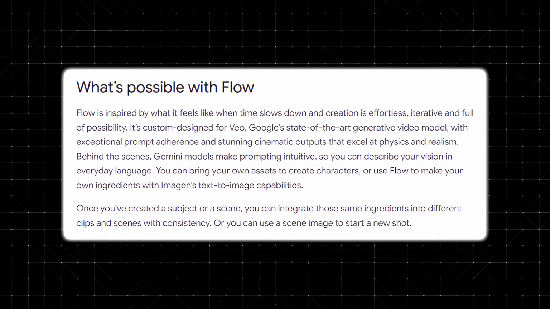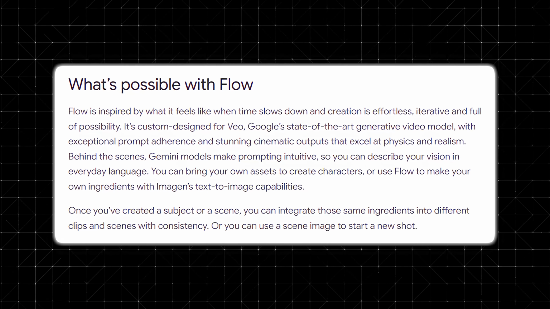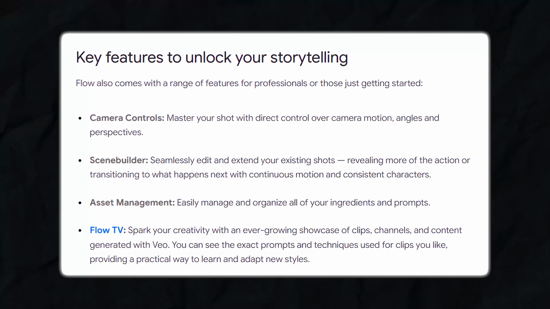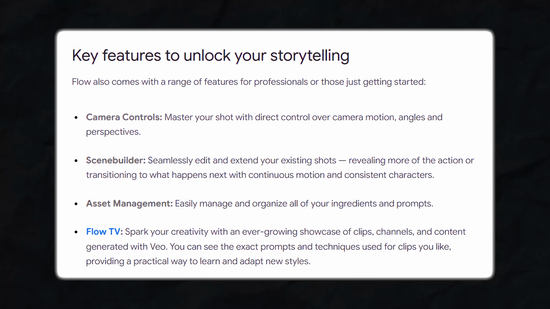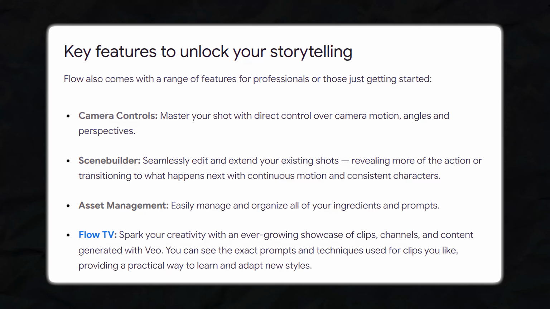Flow helps guide you using Gemini, Google's large language model, and make your prompt more detailed and effective. From there, you can fine-tune the camera angle, pacing style, and audio. Want to reuse assets like a character or a prop? You can create and store ingredients. Flow keeps your characters, sounds, and visual themes consistent across scenes.